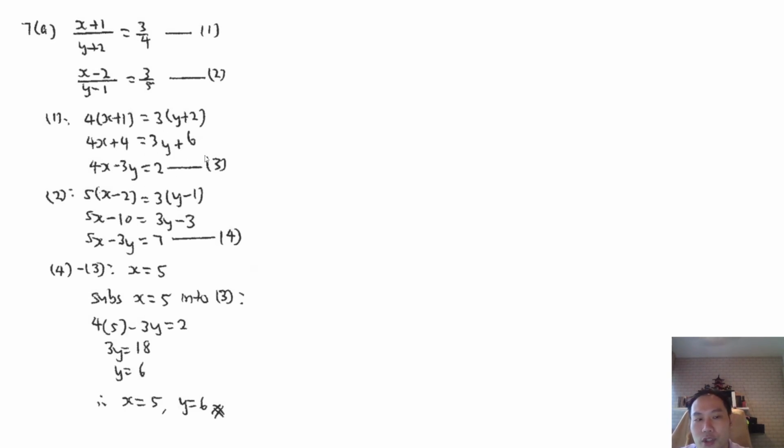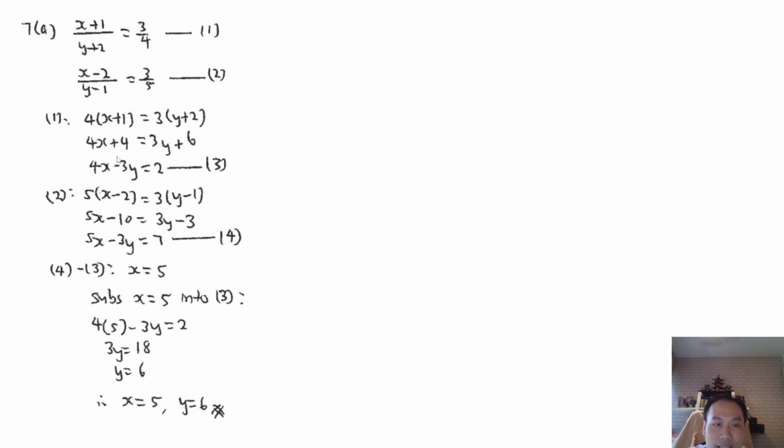So we're going to call this equation 3. Then from equation 2, we're going to apply the same technique. So cross multiply, 5 times the numerator here. So 5 is the denominator on the opposite side. So 5 times x minus 2, and then 3 times y minus 1. Expand carefully. Simplify. We have 5x minus 3y equals to 7. Equation 4.